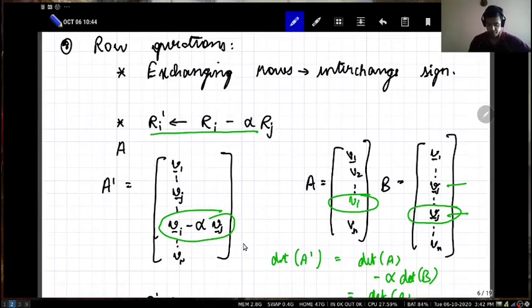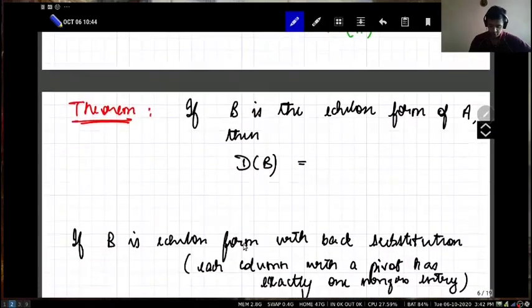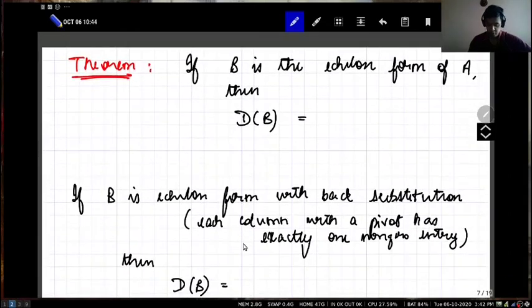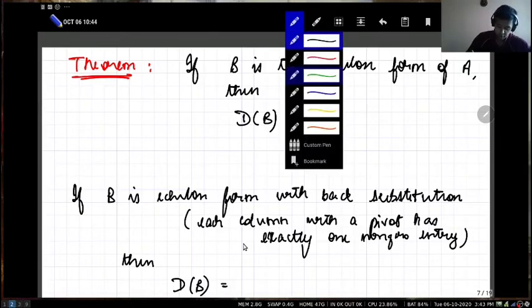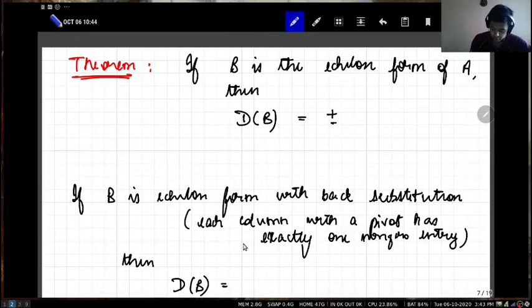Okay. So this leads us to the following very important result. So if B is the echelon form of A, then what is D of B equal to? I want you to pause the video and think about this. Okay, so if B is the echelon form of A, then D of B is plus or minus D of A, depending on the number of row exchanges that you may have to do.